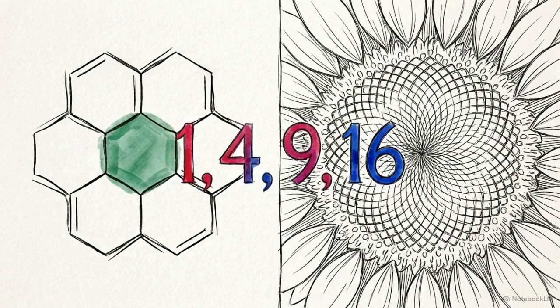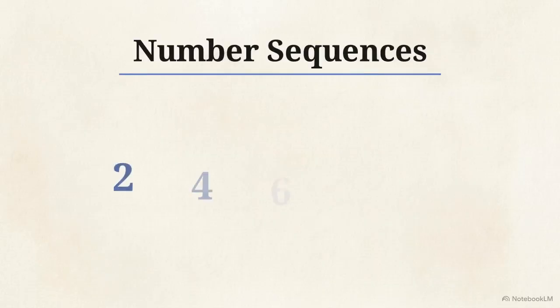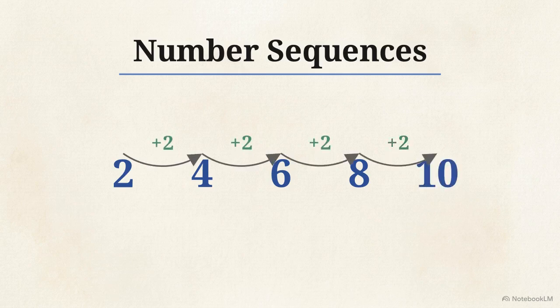Mathematics is the search for patterns and for the explanations as to why those patterns exist. We see these structures everywhere, from the petals of a flower to the movement of the stars. To study these patterns, we look at number sequences. A sequence is a list of numbers that follows a specific rule to determine what comes next.